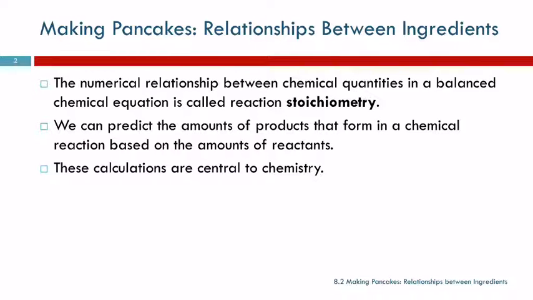This chapter is about something called stoichiometry. So there's a big new word for you. That is the numerical relationship between chemical quantities in the chemical equation. So we're going to talk about the mass of something that reacts with the mass of something else and what mass of product. So we can predict amounts of products based on the amounts of reactants that are involved. This type of calculation is a central part of chemistry. This is super important.